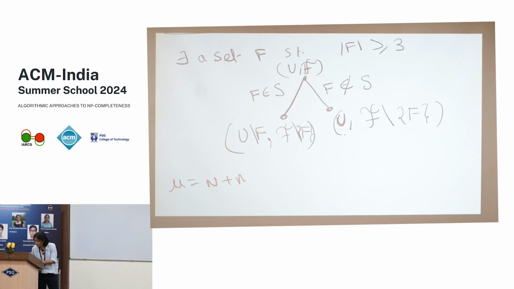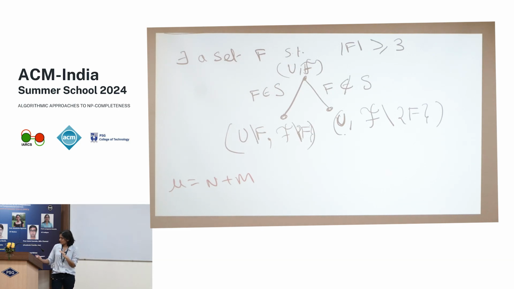So what was our measure? N plus M. What happens in the first branch? How much does the measure decrease? If F belongs to the solution, then we can remove all the sets that have at least one element that is in F. We can remove all those sets. Yes. Then why do we remove only F?